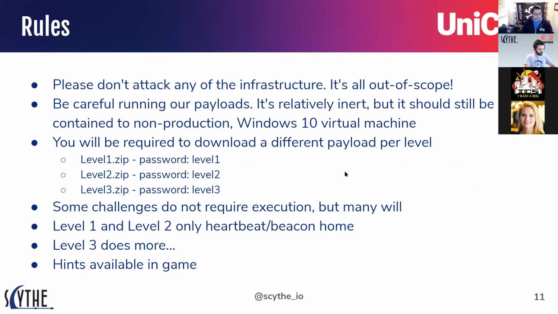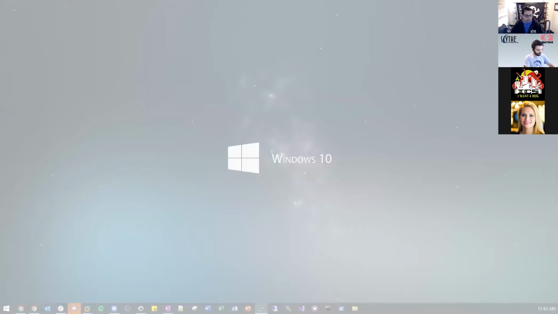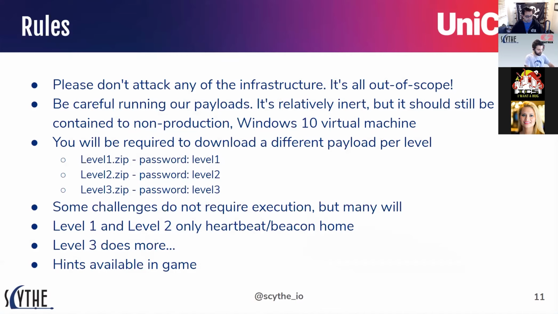Now, there are rules of engagement. You're going to see them on that screen. So please don't attack any of the target infrastructure. It's all out of scope. I actually created a number of servers out on the internet to make sure that this runs stably, but they are active command and control servers with no controls on them whatsoever. So are there vulnerabilities? Maybe. But that's not your job. So all of that's out of scope.